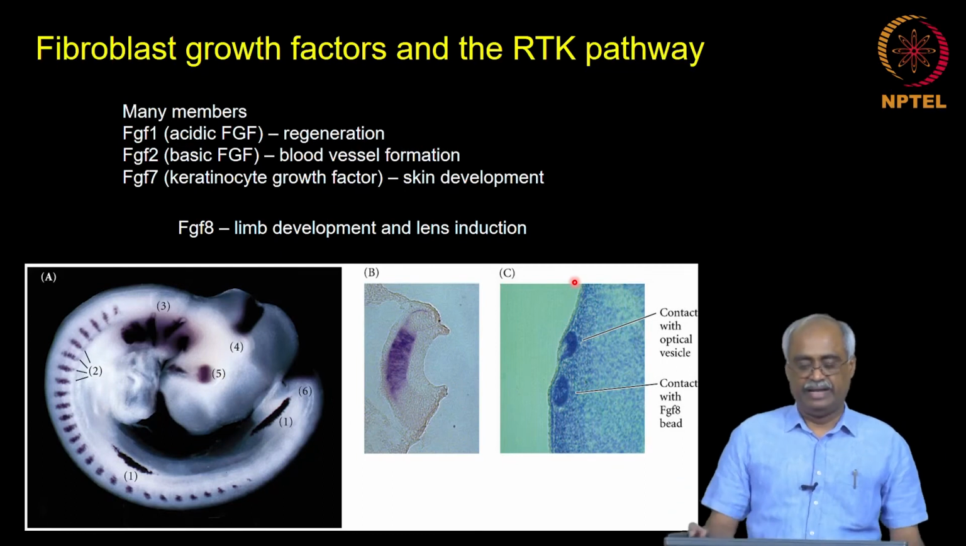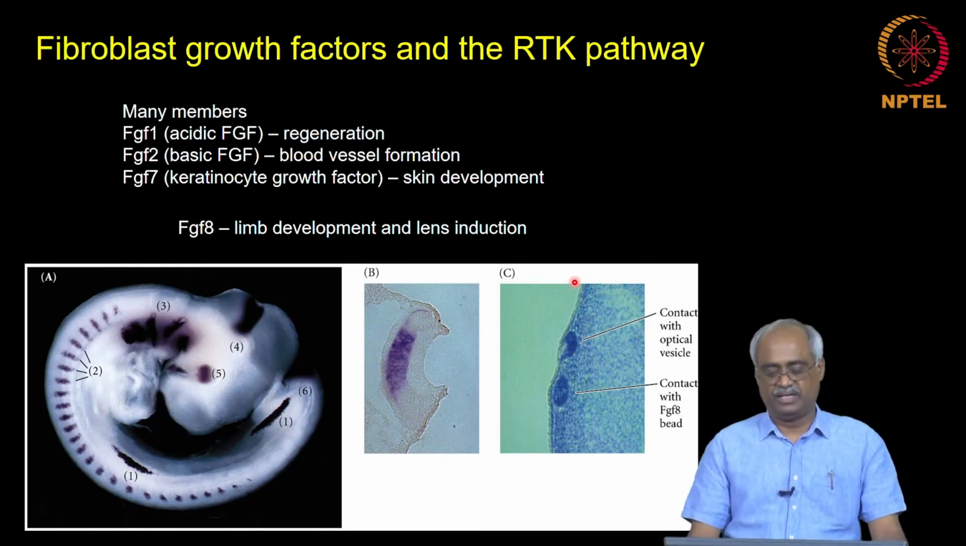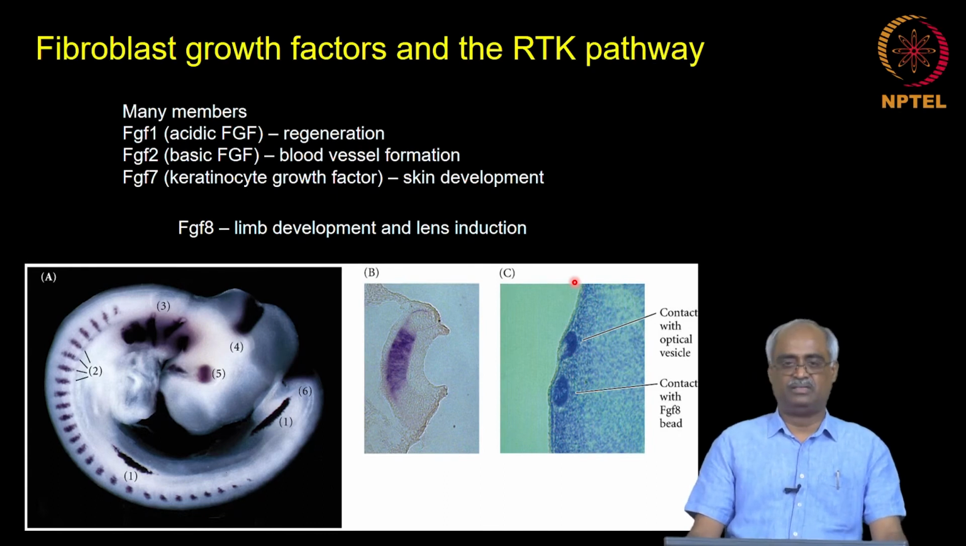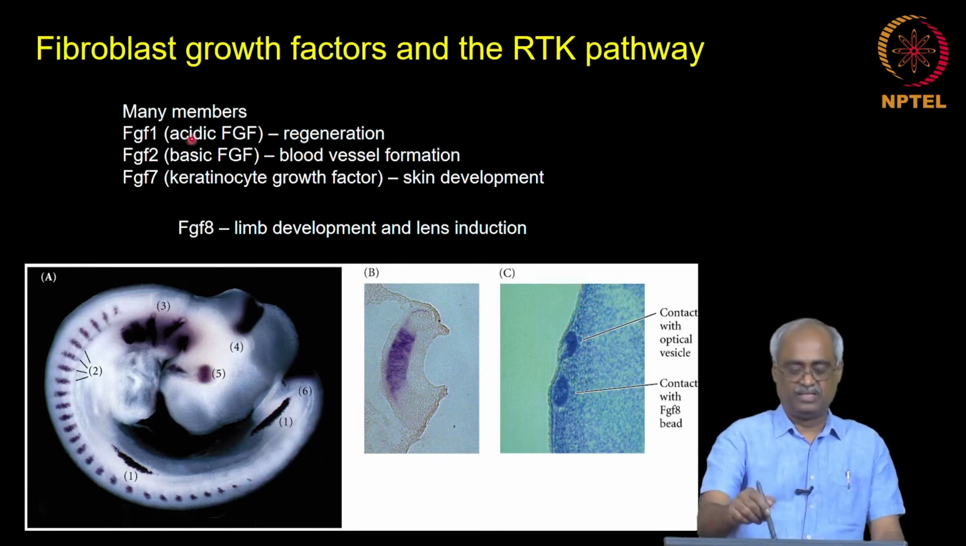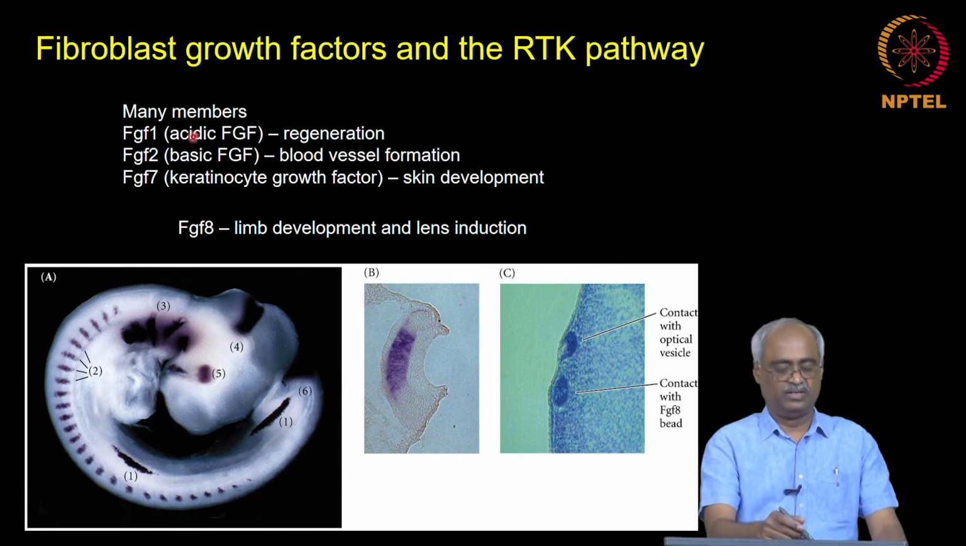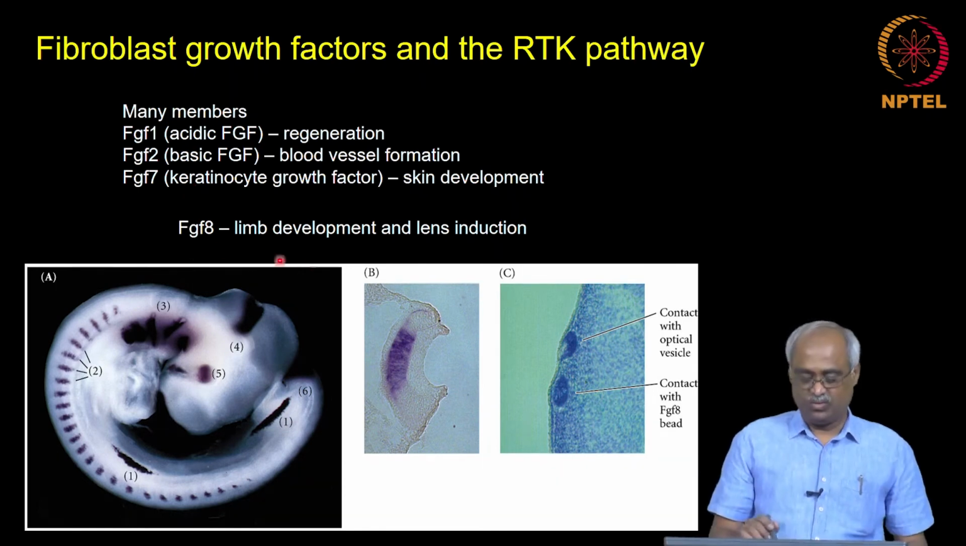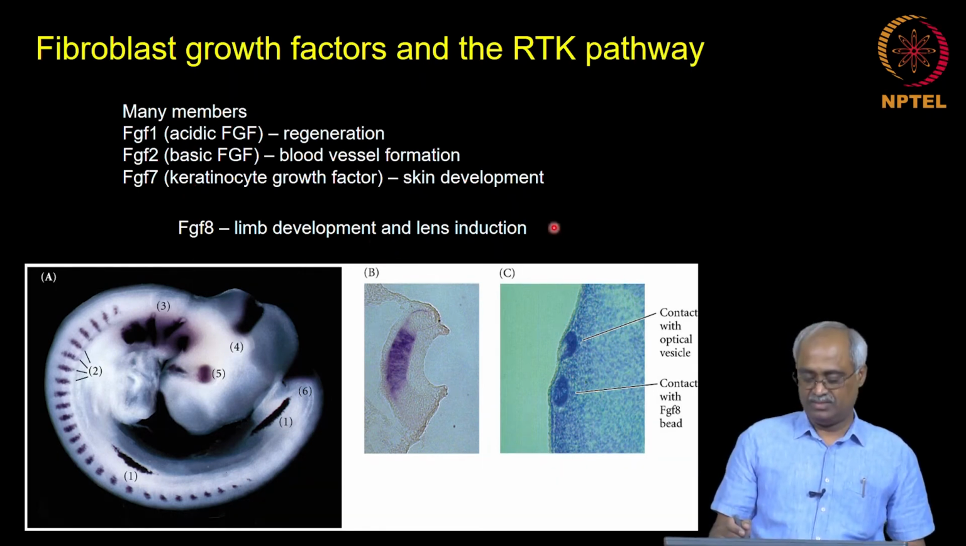So, now we will get into the first one, which is called RTK, receptor tyrosine kinase pathway, or based on the ligands fibroblast growth factor or FGF, and in vertebrates there are multiples. So, that is why you have FGF 1, 2, 4, 7, 8. We have encountered FGF earlier. So, these are required for limb development and lens development. So, that is the example we are going to look at right here.